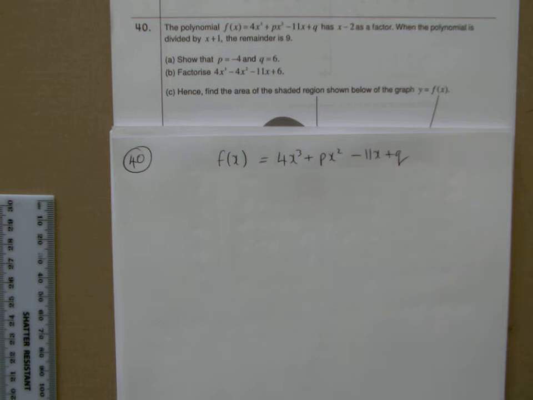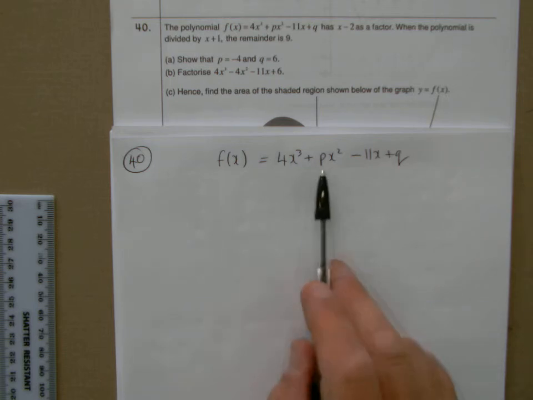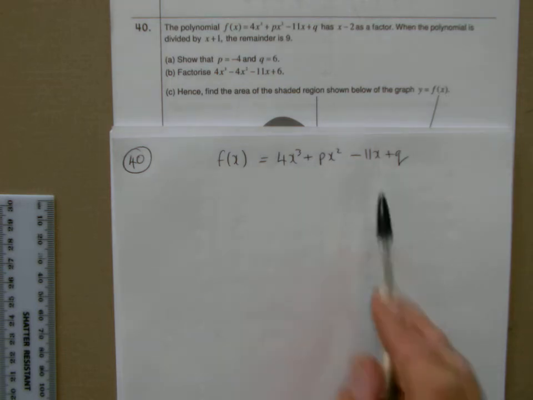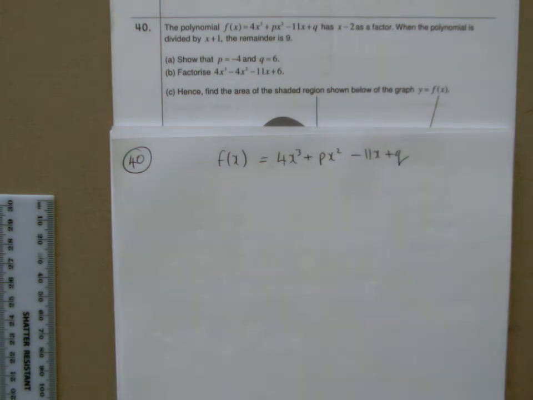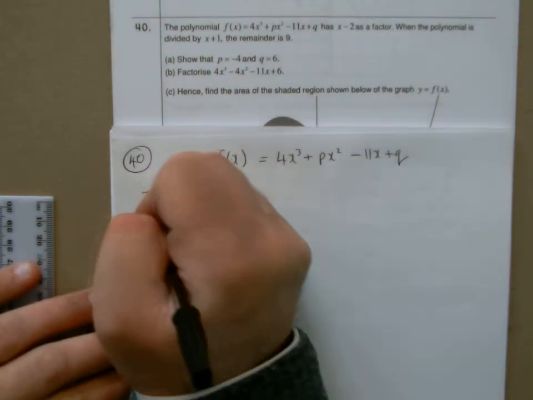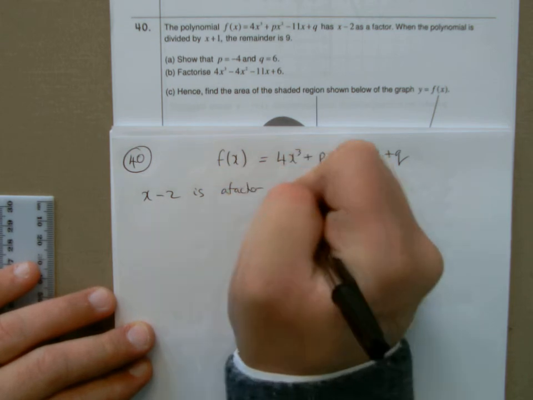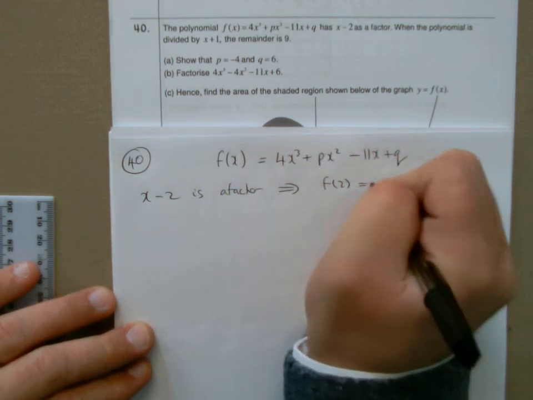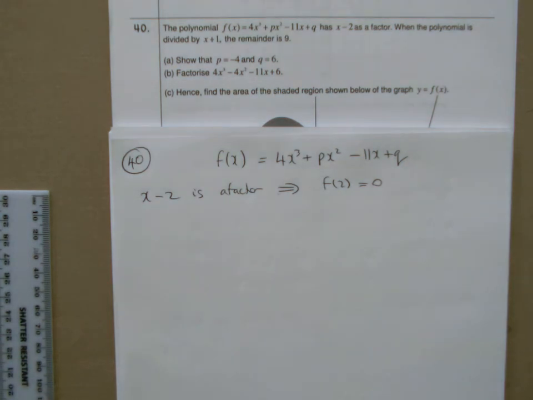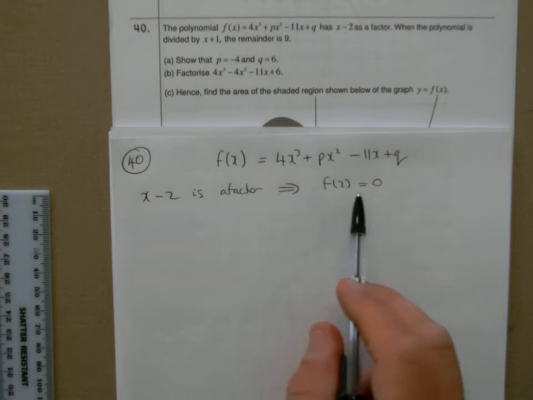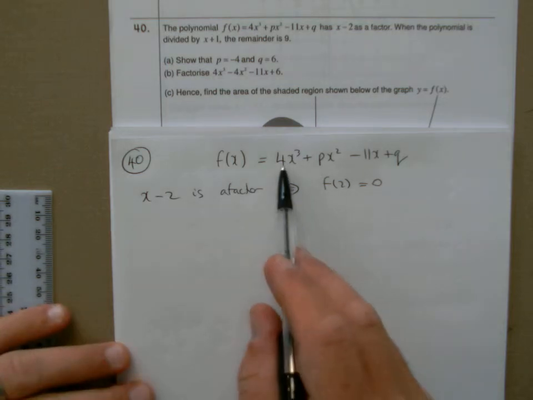It's number 40. We've got this polynomial here, f of x, and it's in terms of p and q, isn't it? But they do tell you x minus 2 is a factor. So if x minus 2 is a factor, that implies that f of 2 is equal to 0, using the remainder theorem. Because x minus a is a factor, f of a is 0. So in this case, f of 2 is 0. So we can substitute that in, can't we?